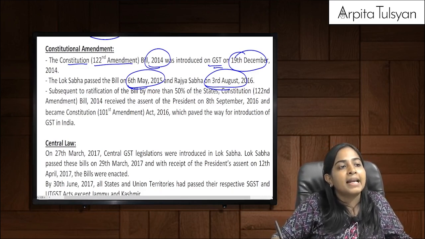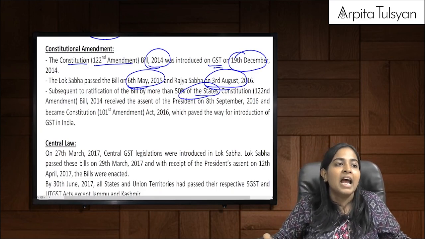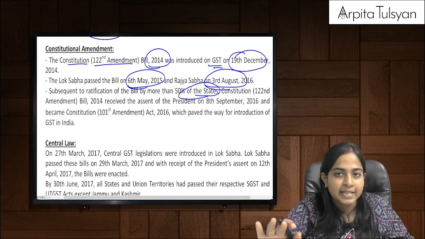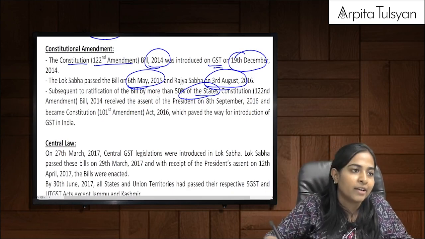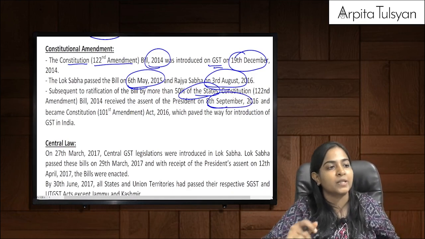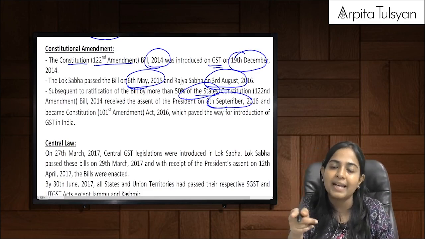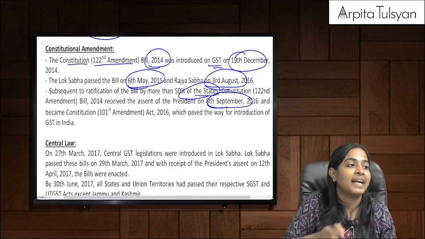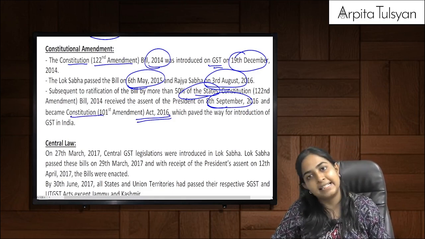After getting the majority, and after more than 50% of the states approved it, the then President of India also gave the assent, saying okay, we are absolutely okay with this. And that assent was received on 8th September 2016. Once the bill is approved by both the houses of parliament as well as the president, it becomes the Constitution Amendment Act 2016.